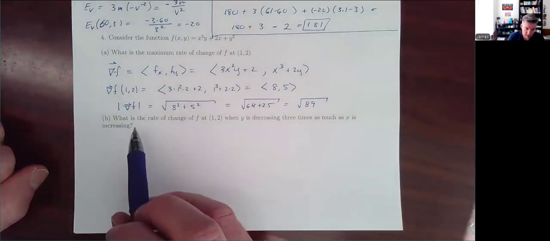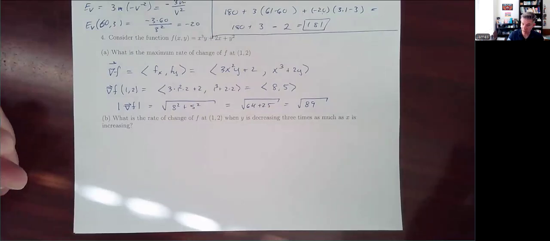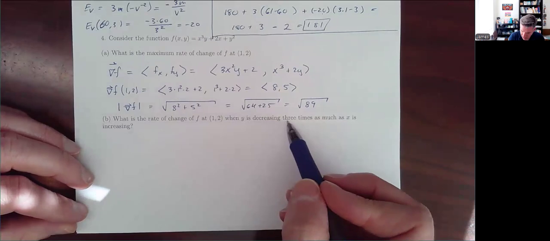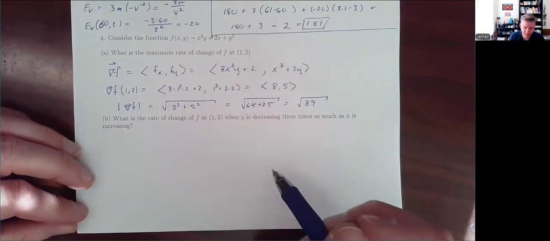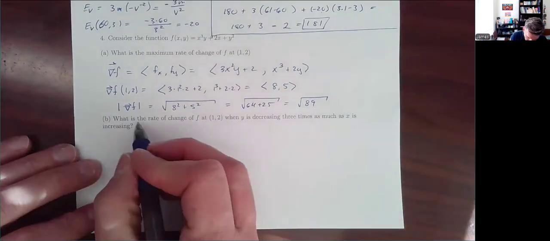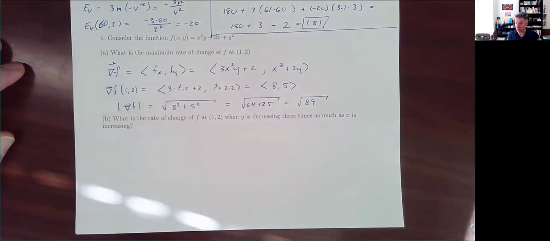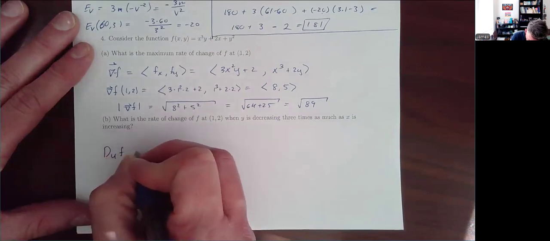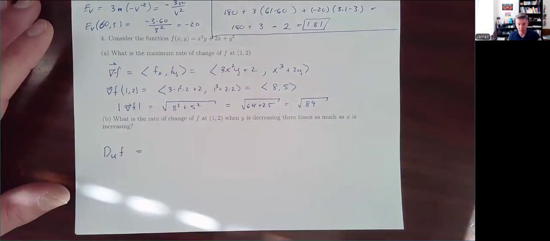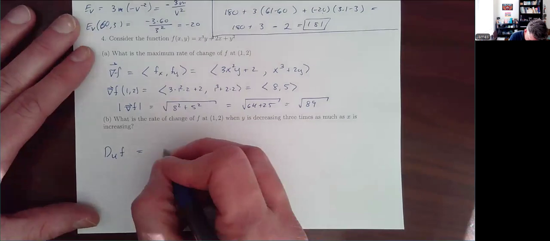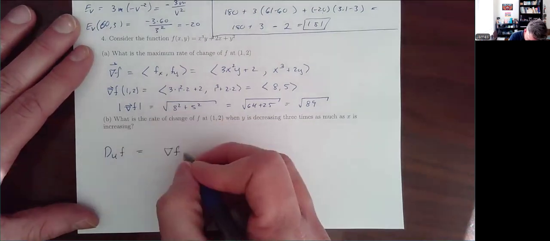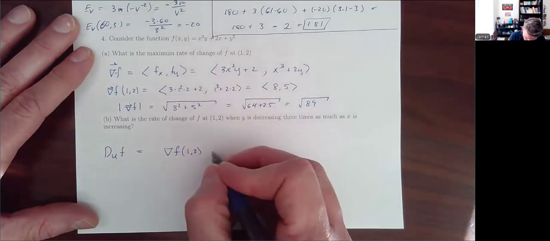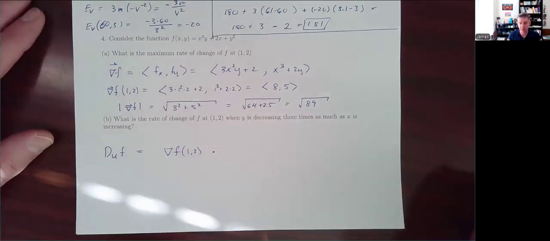Second question, what is the rate of change of the function at the same point when y is decreasing 3 times as much as x is increasing. Okay, so they asked for a rate of change, meaning they're asking for a directional derivative. So we're trying to find the directional derivative. We know it's going to be the gradient, which we already found. Just the gradient of f evaluated at the point, which is just going to be the vector 8, 5, dotted with the unit vector of interest.